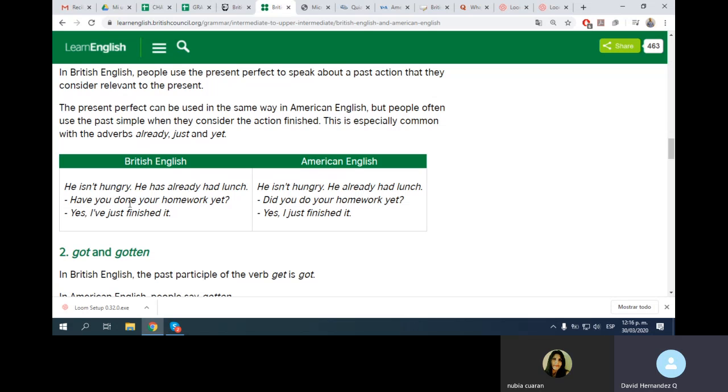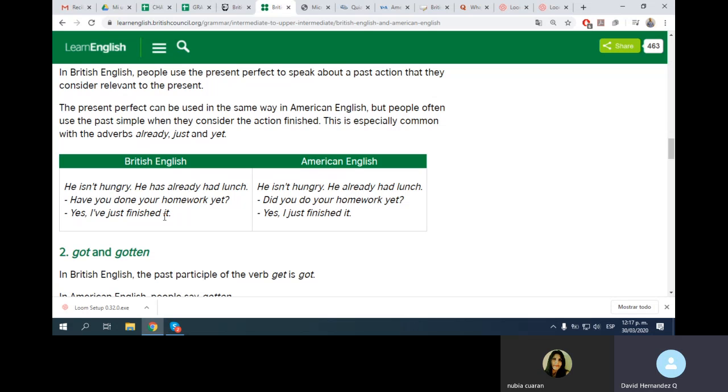Have you done your homework yet? In American would be, did you do your homework yet? Pasado simple con did y aquí presente perfecto. Have. That's right. And then in the end it says, yes, I've just finished it.